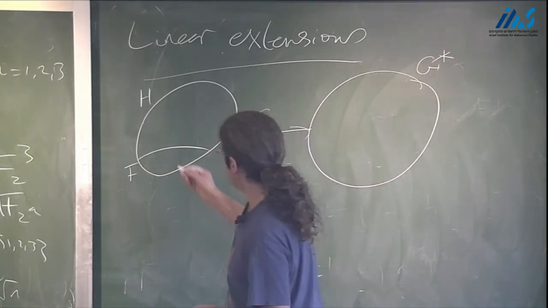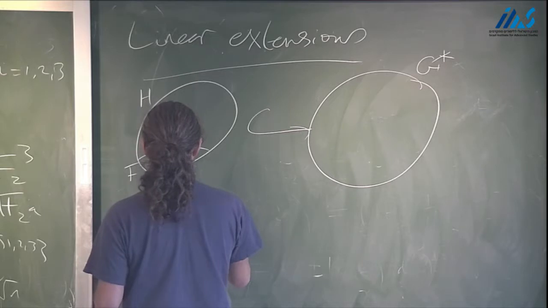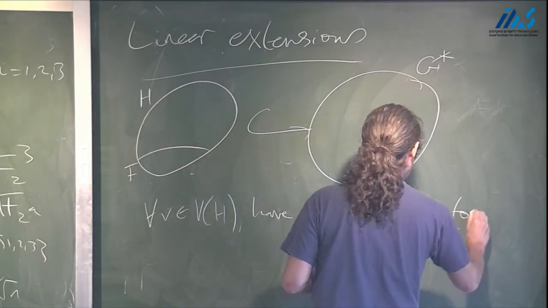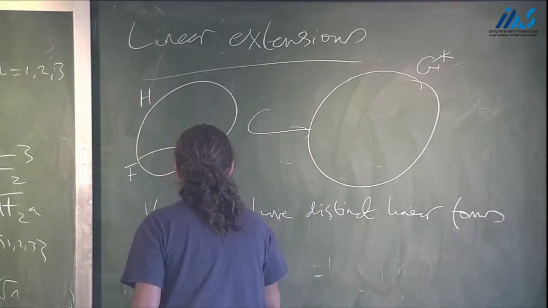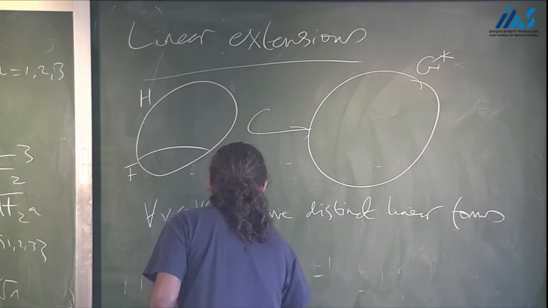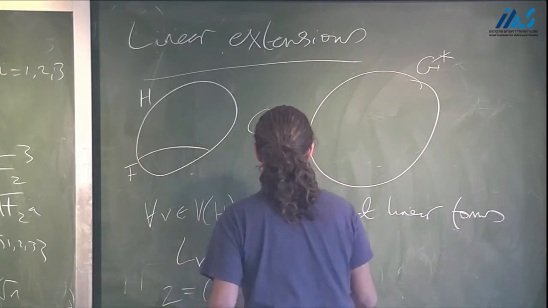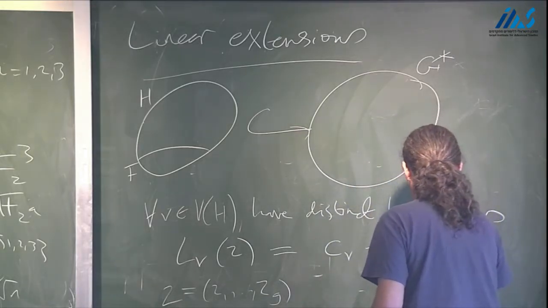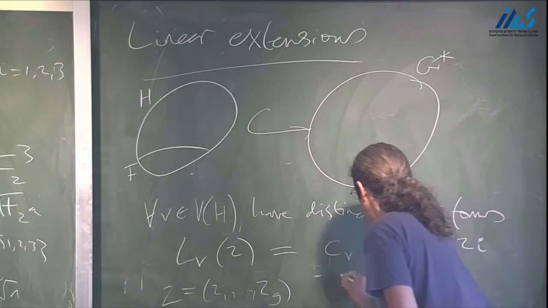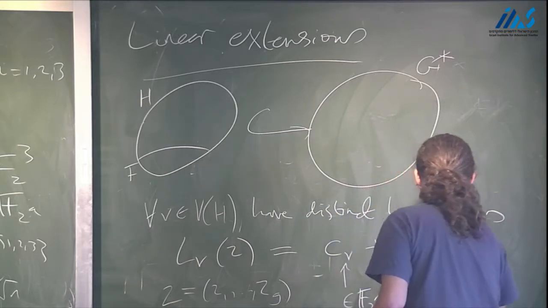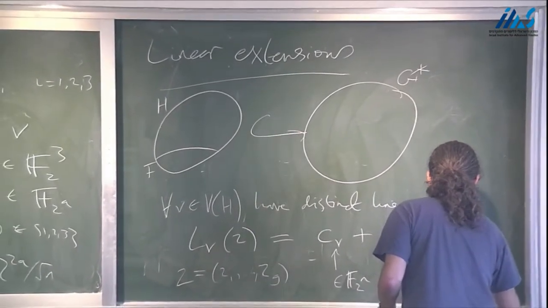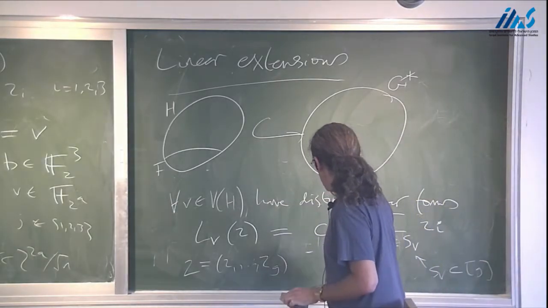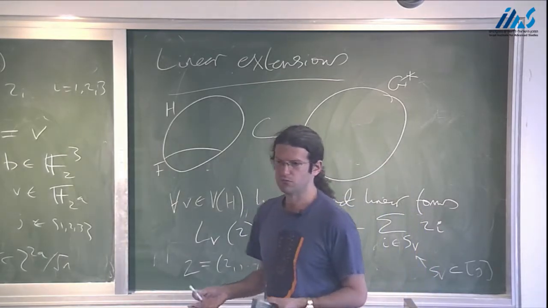But each vertex in H has a linear form attached. So for all v in V(H), we have distinct linear forms L_v(z), where z is some vector of variables, say g variables, and it's of the form some constant term plus some subset of the variables. Okay, so we've got these linear forms. I'm even assuming they have a particular form, which is that there's a constant term which can be any element of the field, but the variable terms just have 0, 1 coefficients.